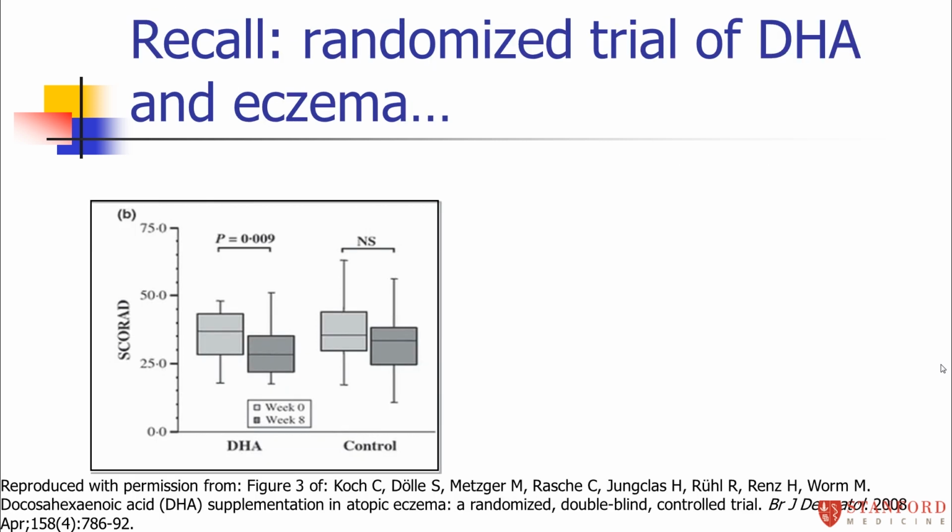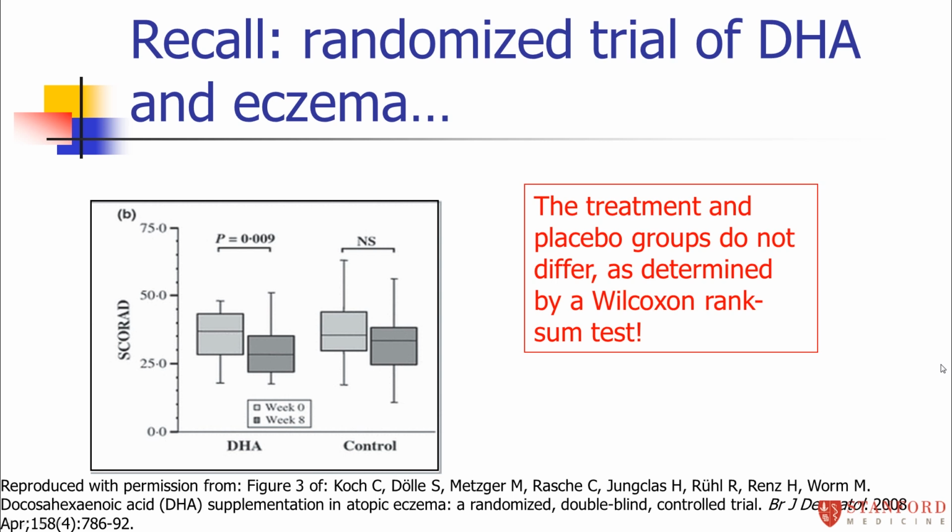We saw that indeed the p-value for the DHA group, which comes from the Wilcoxon sign rank test, came out significant. The p-value from the Wilcoxon sign rank test applied just to the control group did not come out significant. So the within group change was significant for the DHA group, but not significant for the control group.